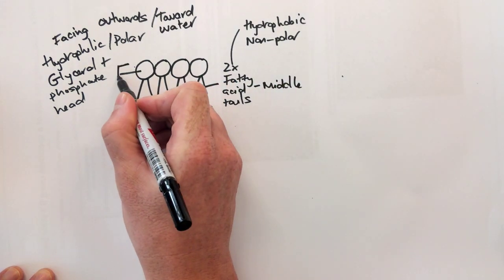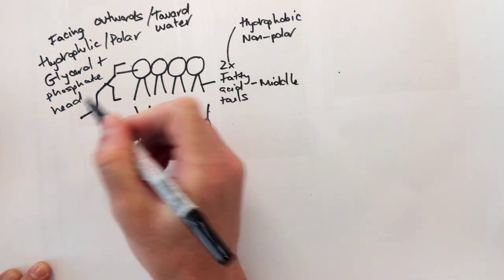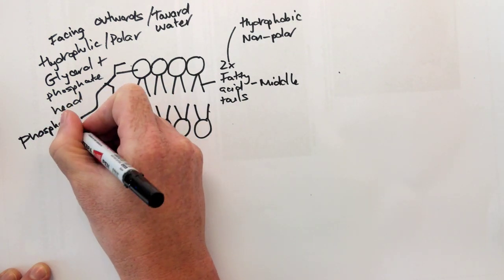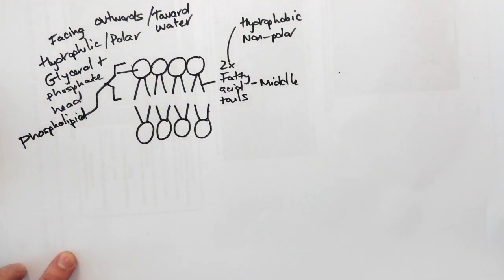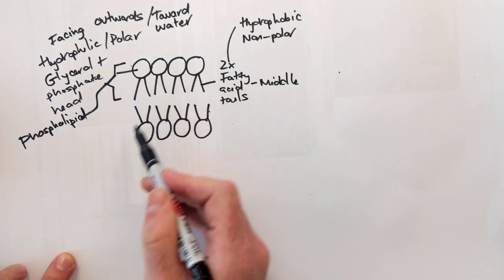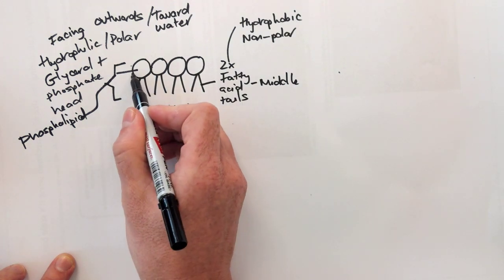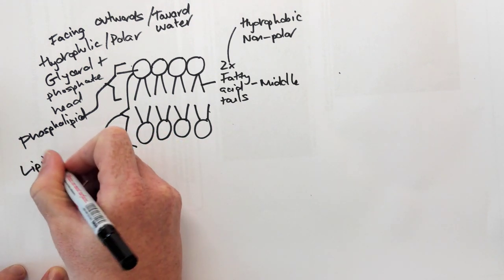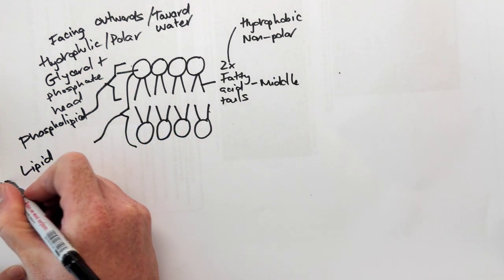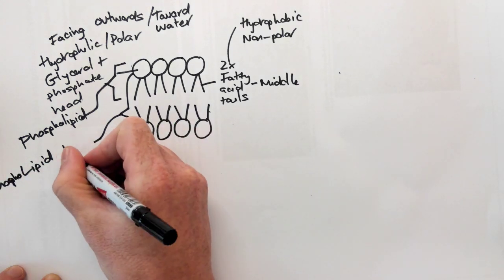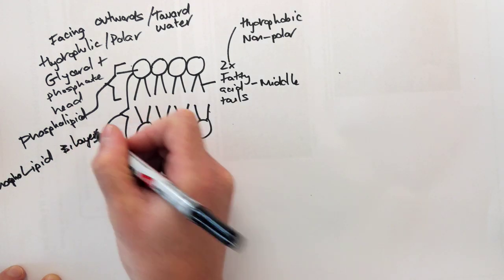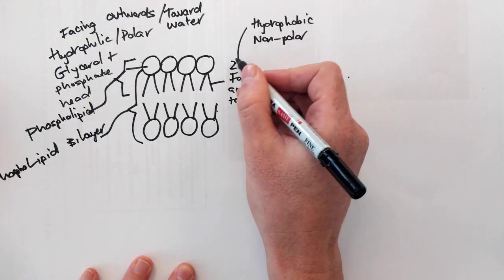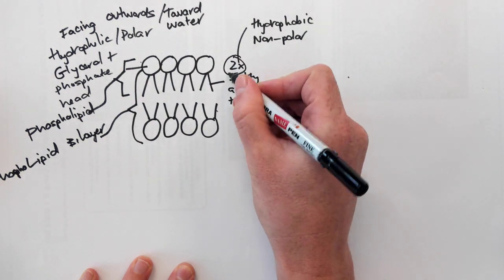The whole thing, one of these, is a phospholipid. And we can see that we've got 1 layer and 2 layers. So we can label this as a phospholipid bilayer. Okay, so I've labelled these things here. Let's imagine that there's some more continuing here.